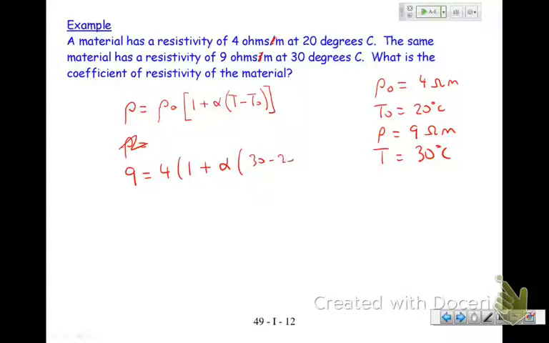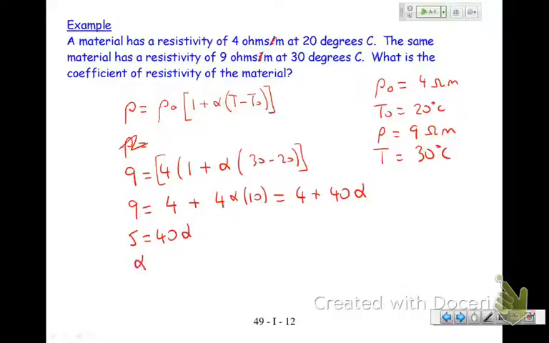30 minus 20. 9 is equal to 4 plus 4 alpha times 10. 4 plus 40 alpha. 5 is equal to 40 alpha. Alpha is equal to 5 over 40, which equals 1 over 8, which equals 0.125.